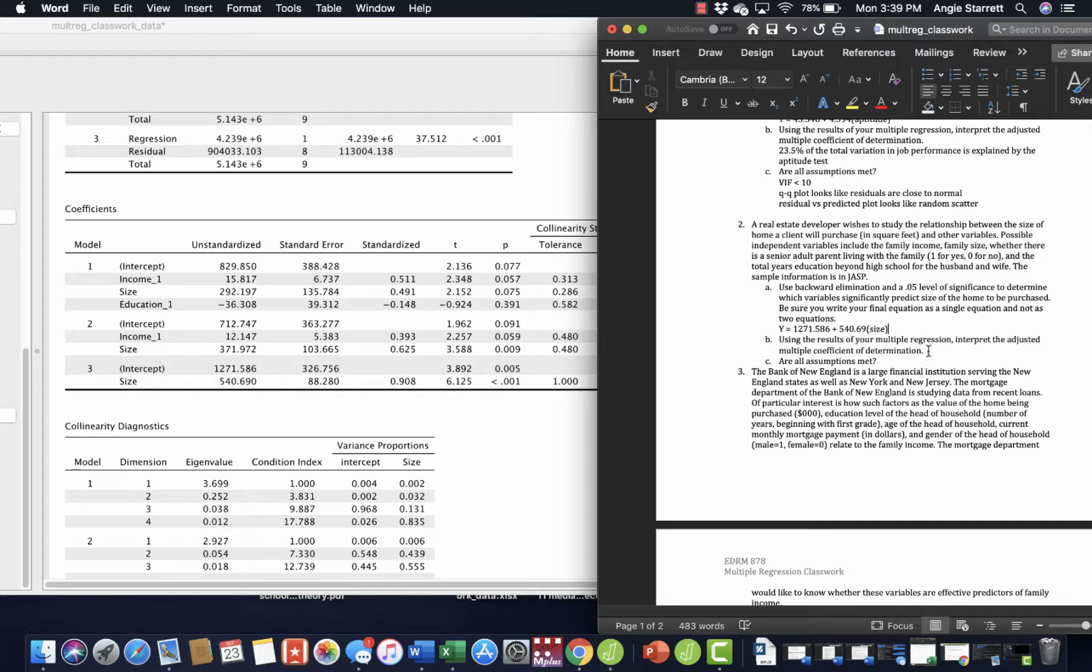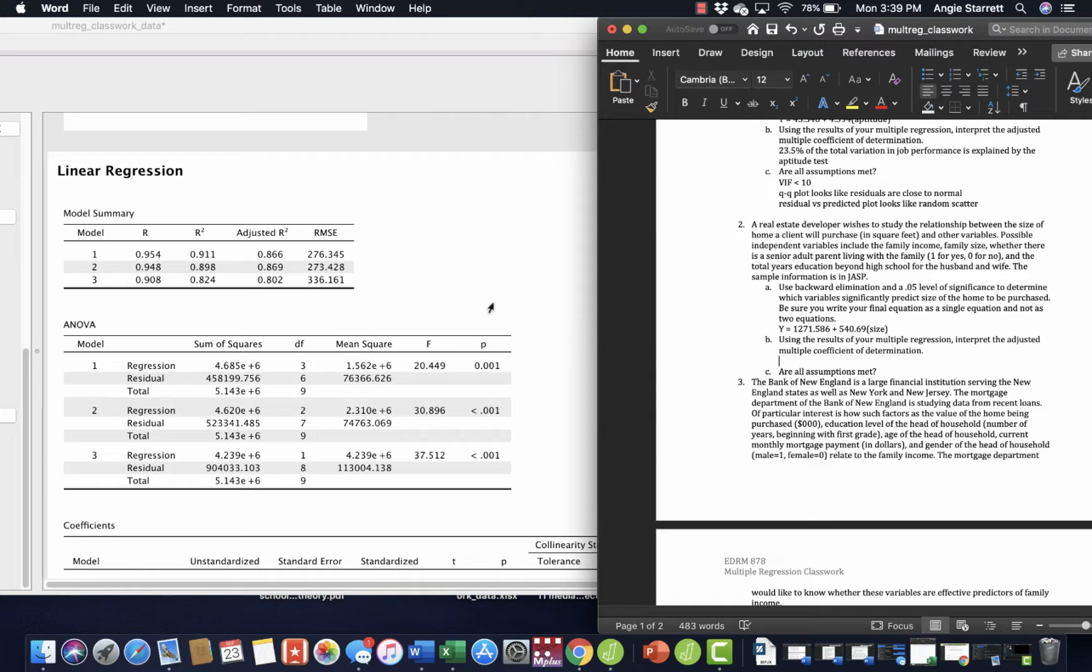All right, let's interpret our coefficient of determination. So we go up here to our model summary, and we're looking at our third iteration of adjusted R squared. So we see 80.2% of the total variation in house square footage is explained by size of the family.